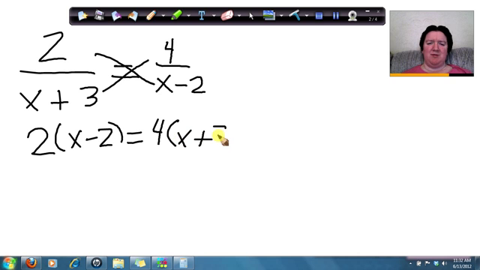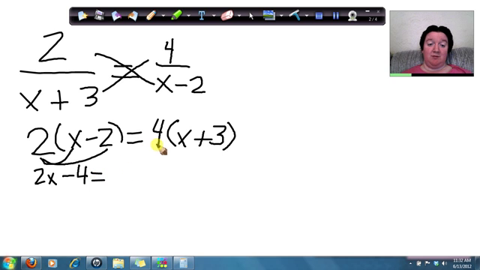I'm rewriting this because I want to make sure that I don't have any fractions left if I can help it. So if I look at that next, I'm going to do the distributive property. So we're going to take those parts and multiply them together. That will give us 2x. Then we're going to multiply these parts together. That will give us minus 4. And that's going to equal these parts multiplied together, which will give us 4x. And then these parts multiplied together, which will give us plus 12.